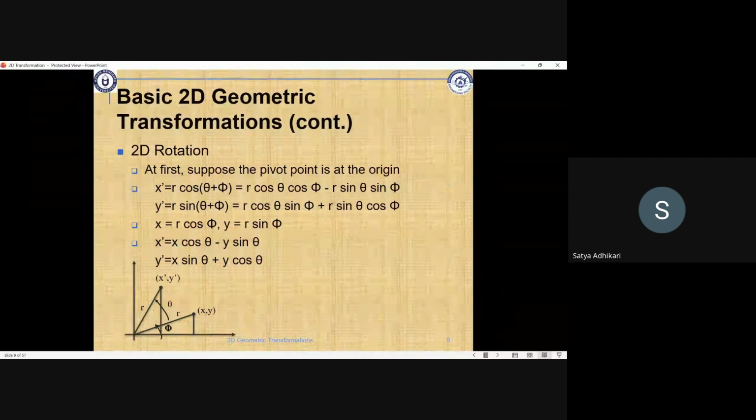Cos A cos B minus sin A sin B. So y dash equals sin alpha cos A plus cos alpha sin A; here it is a plus sign, and the first one has a negative sign. So x equals r cos phi and y equals r sin phi. Converting this, x dash equals x cos theta minus y sin theta, and y dash equals x sin theta plus y cos theta.